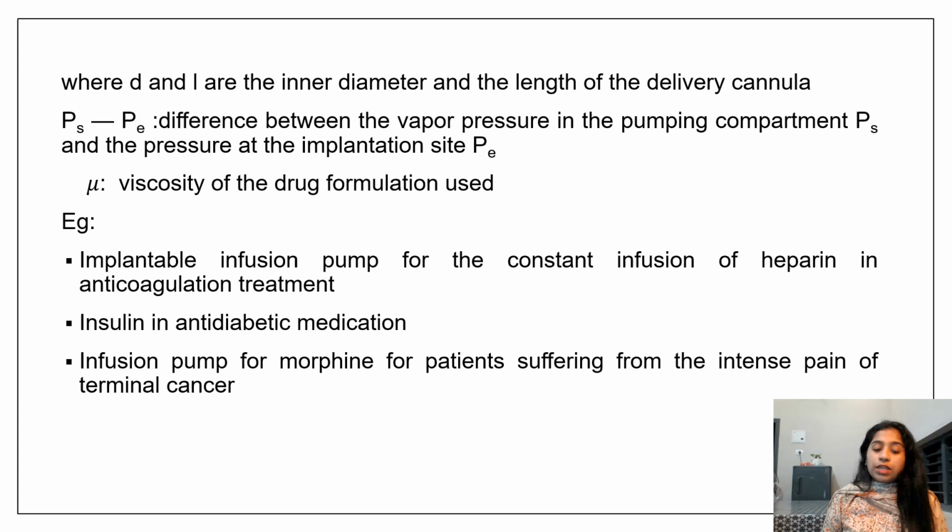An example of this type of vapor pressure delivery system includes the implantable infusion pump for the constant infusion of heparin in anticoagulation treatment and insulin in anti-diabetic medication, and the infusion pump for morphine for patients suffering from the intense pain of terminal cancers.